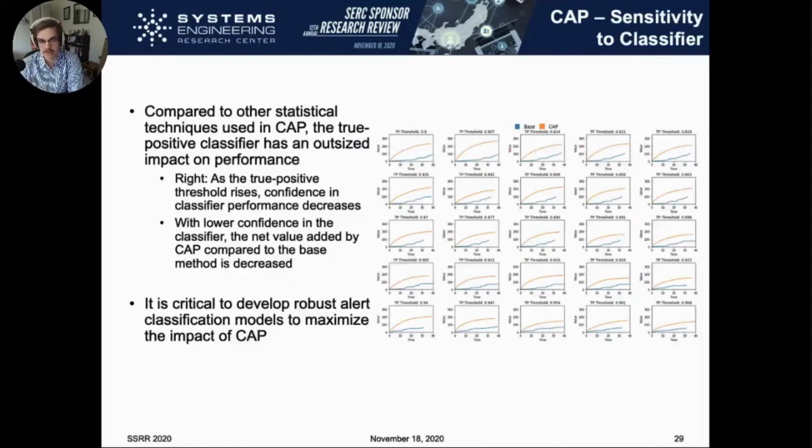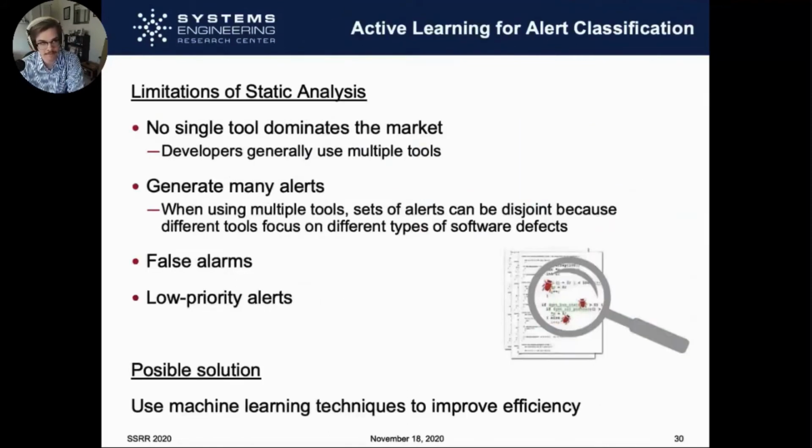This represents a loss in confidence of your true positive classifier. So the less confident you are in your classifier, the less value you get out of the CAT methodology in this particular implementation. Given that, it's important to develop robust alert classification models so that we can maximize the impact of using the CAT methodology. And I will pass it on to Stephen, who will go into detail about that.